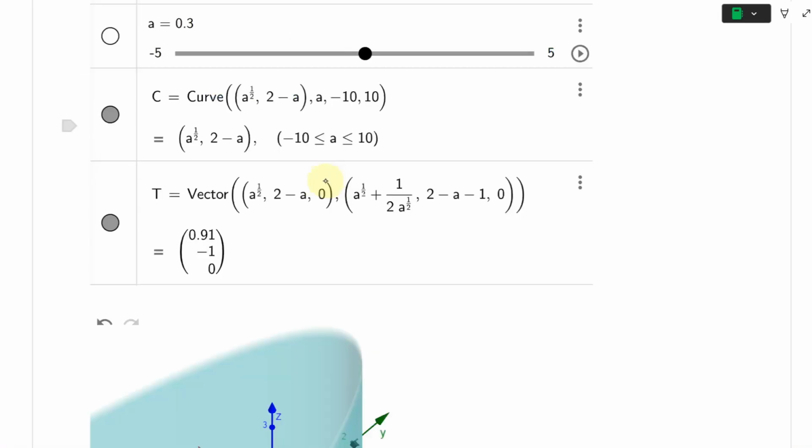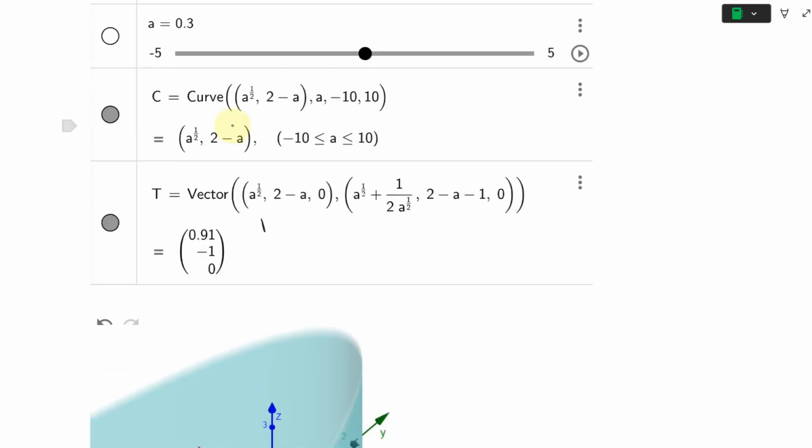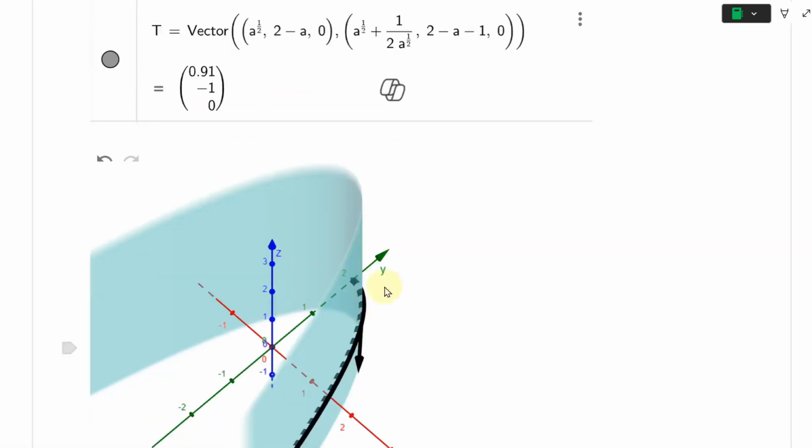Furthermore, for this vector right here, you can use the vector equation. This is the beginning point, and this is the end point. The way I did this is I inputted the curve. This is the exact same equation right here: a to the power 1/2, 2 minus a, and then 0 for the z component, just because it's flat there.